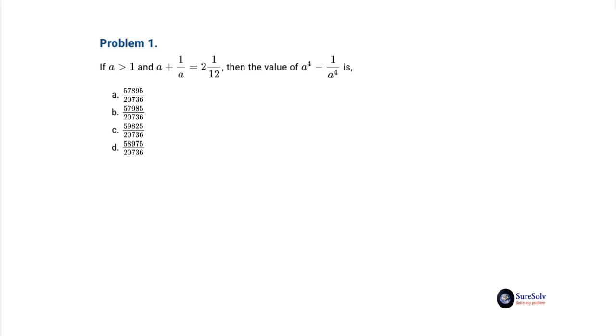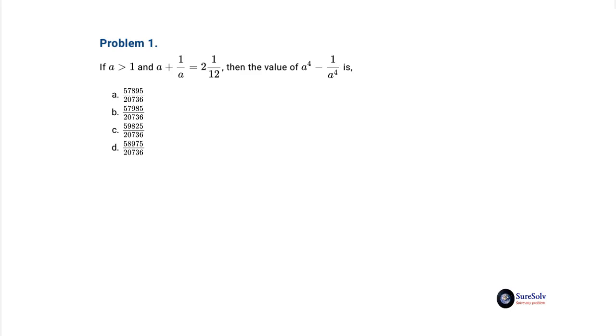These are large values. To solve the problem, we have to transform a plus 1 by a to a to the power 4 minus 1 by a to the power 4. That's obvious, but a large amount of calculations may be involved. To cut short the calculations, we'll use speed techniques. First, we break up a to the power 4 minus 1 by a to the power 4 into its three factors: a square plus 1 by a square multiplied by a plus 1 by a multiplied by a minus 1 by a. We know the value of a plus 1 by a equals 25 by 12.